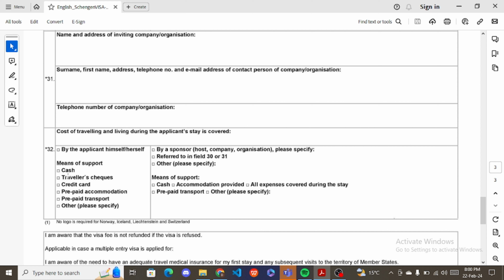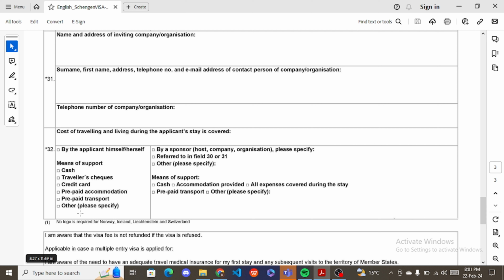Are you sponsoring yourself by cash, or a traveler's check, or a credit card, or do you have a prepaid accommodation or prepaid transport or others? For me, of course, I ticked cash and I ticked others. For these others, I just wrote bank statements beneath here, because of course that is how I was able to prove my funds.